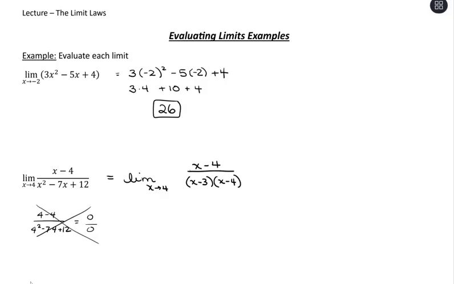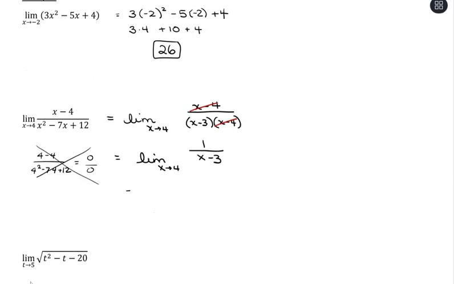And then with that, I can see a common factor. So with that, we're still evaluating our limit as x approaches 4, but now I'll have a 1 in the numerator and an x minus 3 in the denominator. And now I can go ahead and plug in 4. So that's going to be equal to 1 over 4 minus 3, which is 1 over 1. So my limit is going to be 1 for this function.